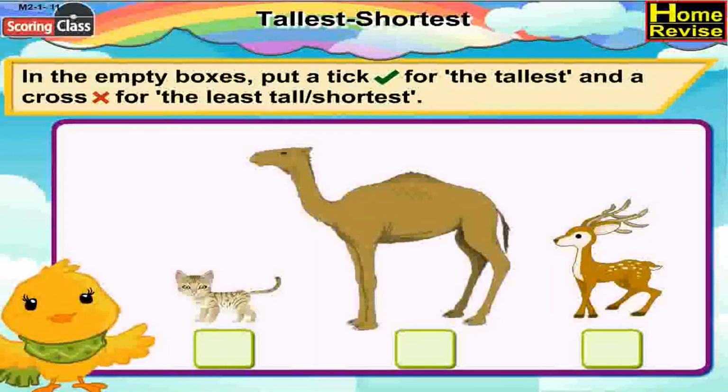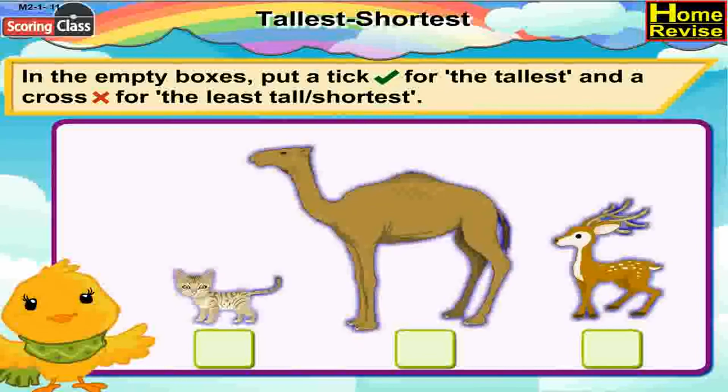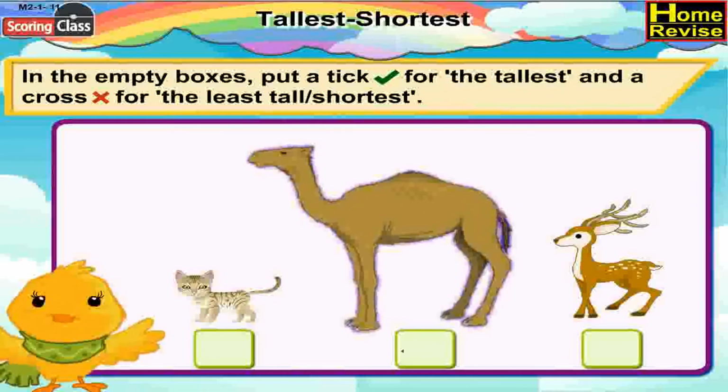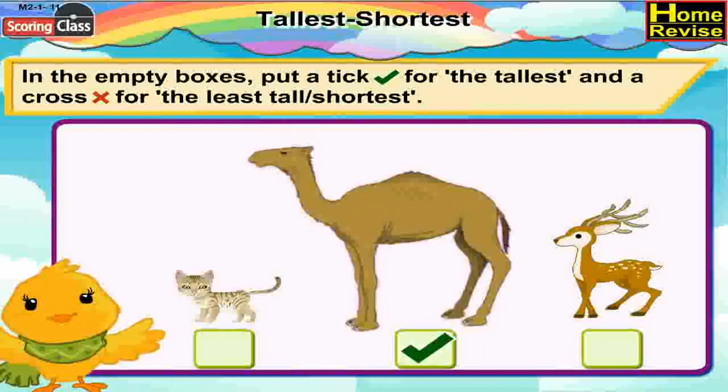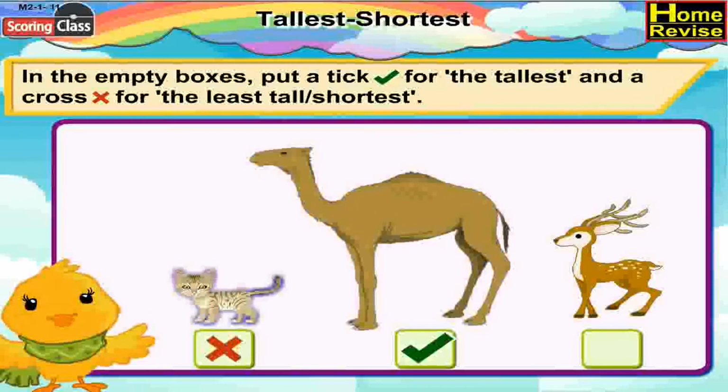In the third picture, we have three kinds of animals. You are right. The camel is the tallest, so put a tick in the box. And the cat is the shortest, so put a cross in the box.